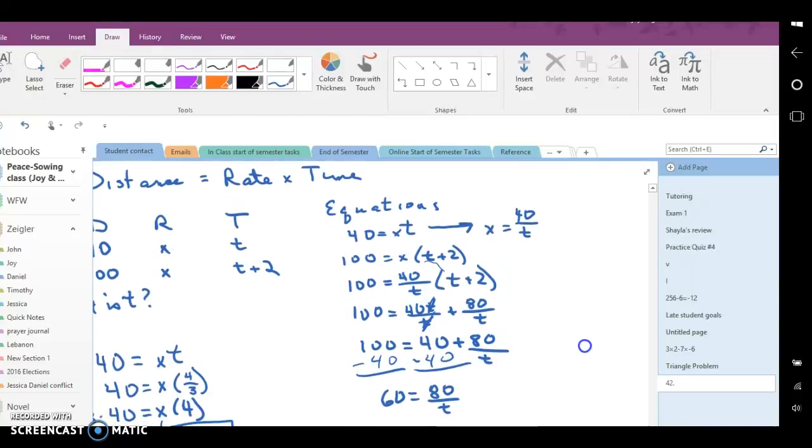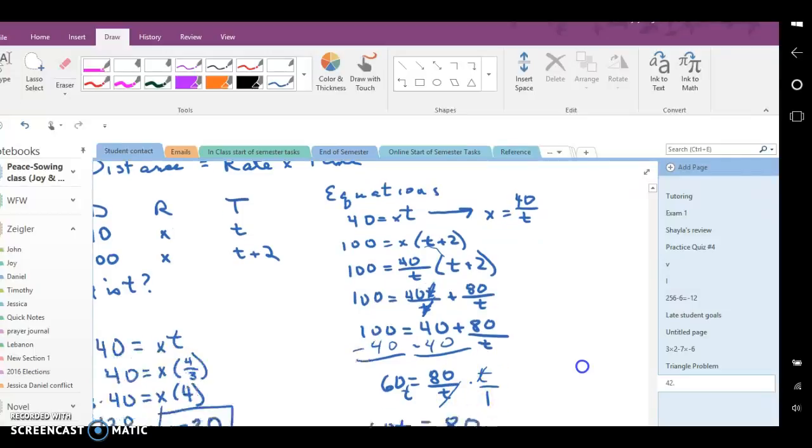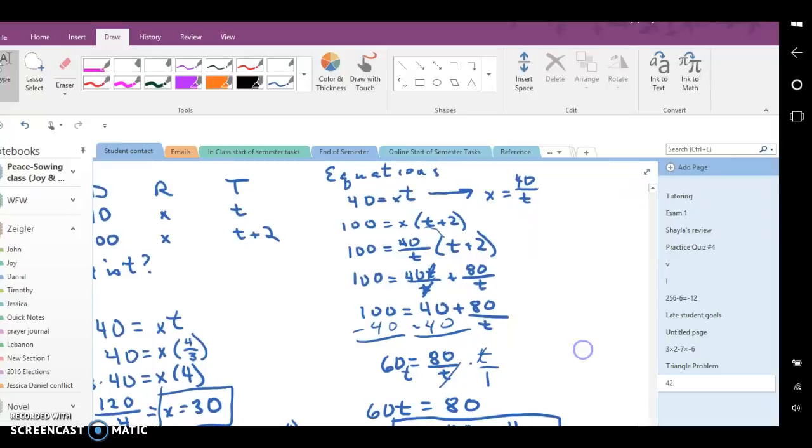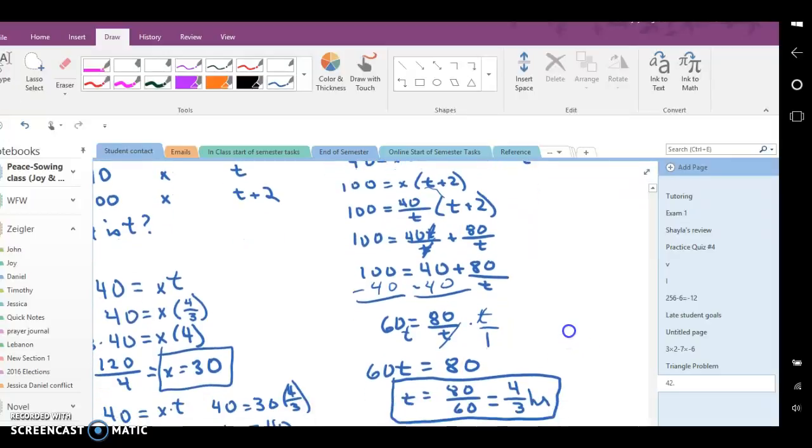And we get that 60 equals 80 over t. Let's multiply both sides by t. So we're going to multiply this by t and this by t over 1 since it's a fraction. And our t's will cancel, and we get 60t equals 80. So now we just divide both sides by 60, and t equals 80 over 60, which reduces to 4/3 hour.